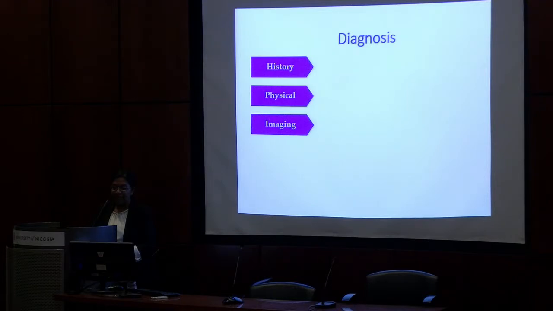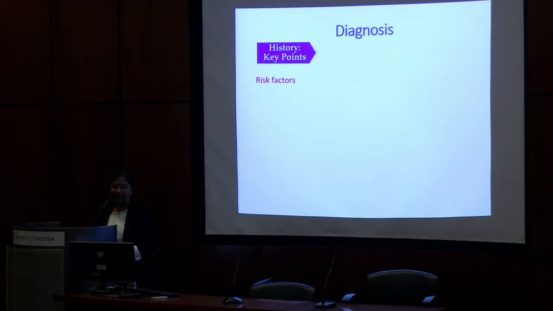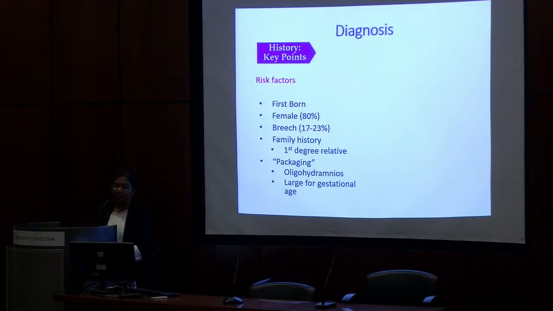And so how do you diagnose DDH when you're examining a baby in the NICU or in the clinic or in your office? So key points on history to remember are your risk factors. So those are your firstborn, female, breech babies who have a family history, especially a first-degree relative, or if they have some sort of packaging issue, like being large for gestational age or oligohydramnios.